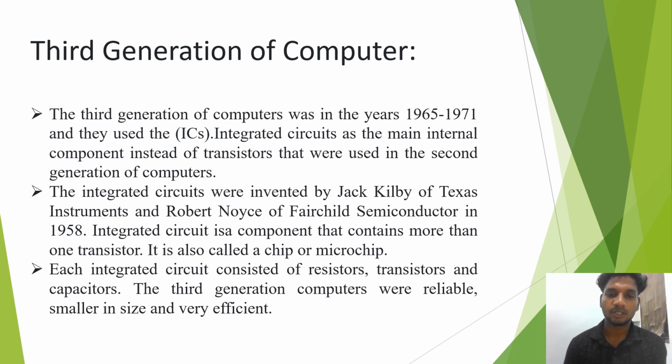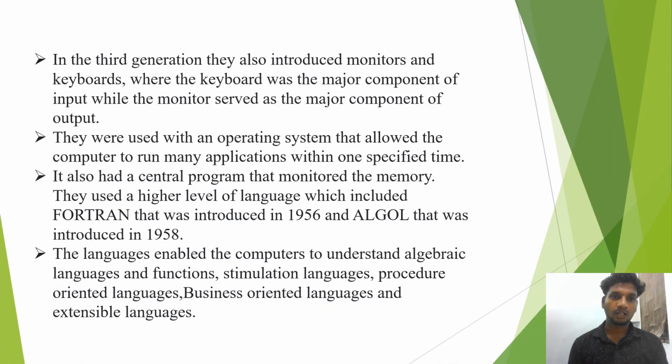The third generation computers were reliable, smaller in size, and very efficient. In the third generation, they also introduced monitors and keyboards, where the keyboard was the major component of input, while the monitors served as the major component of output. They were using an operating system that allowed the computer to run many applications at one time. It also had a central program that monitored the memory.